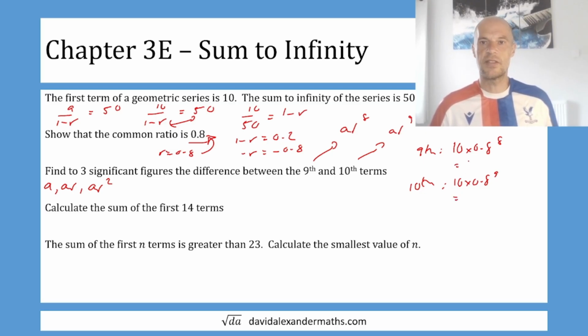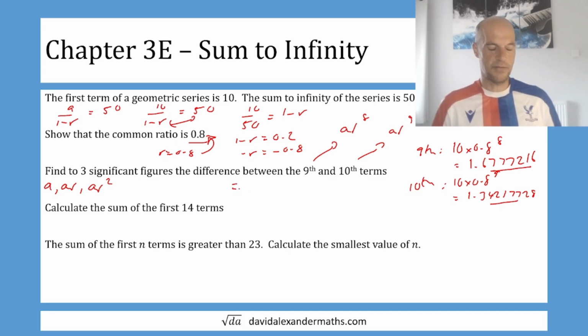So the 9th term is 1.67777216. And the 10th term is 1.34217728. So therefore the difference is, well, the bigger one take away the smaller one. So the difference is 0.33554.